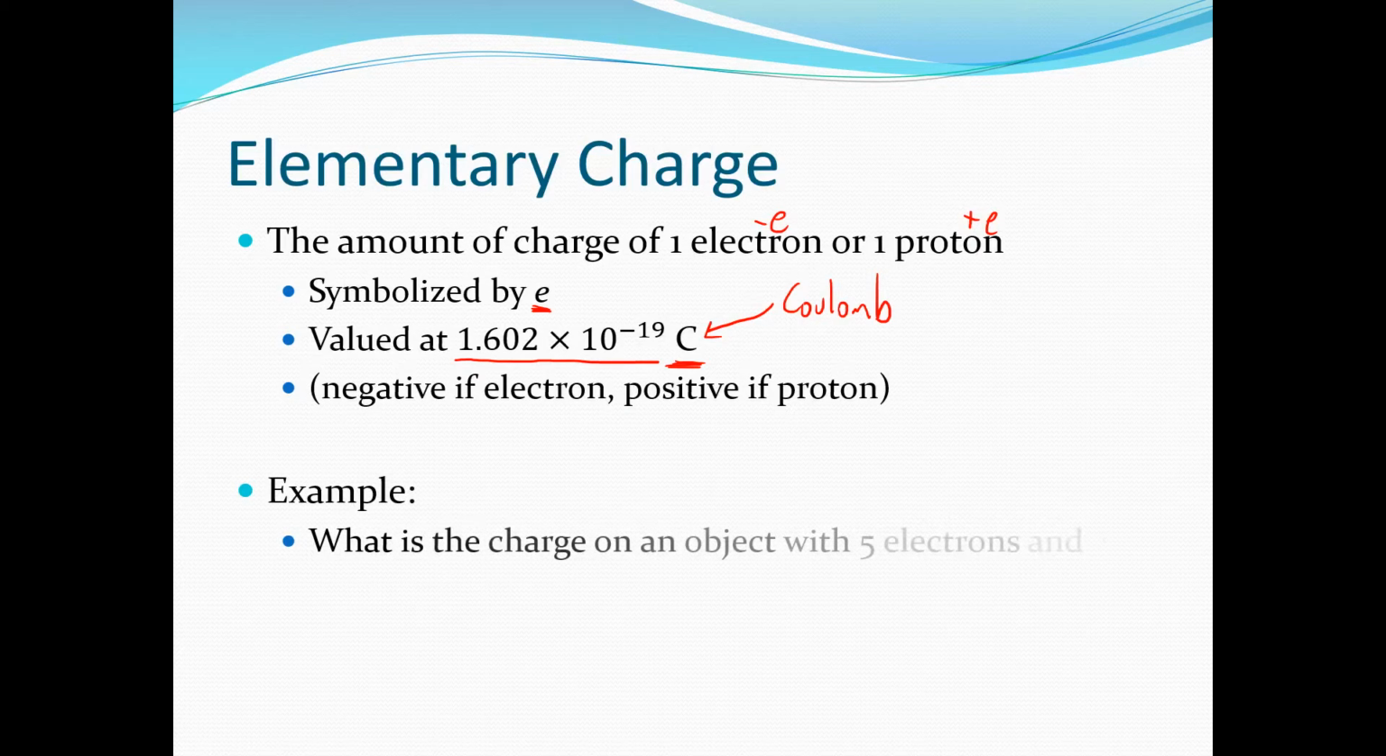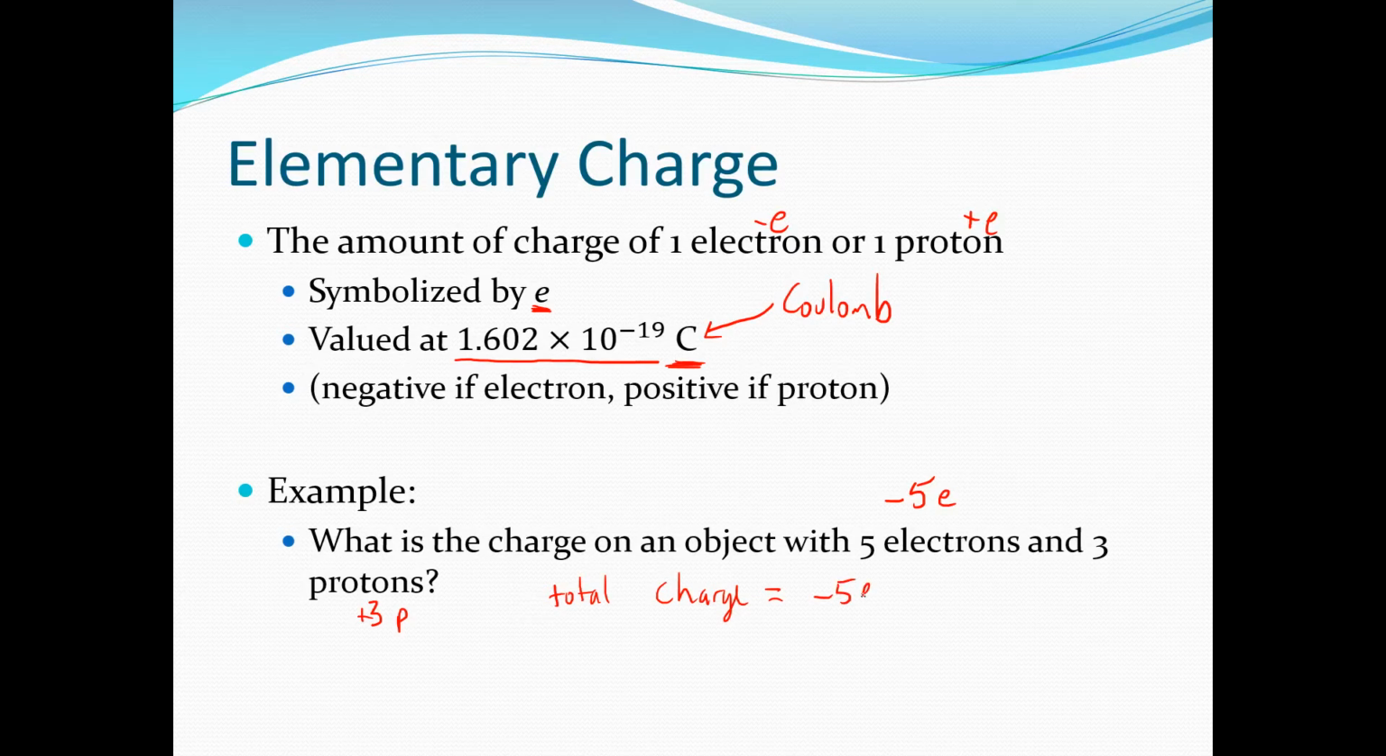Here's an example. What is the charge on an object with 5 electrons and 3 protons? Well, 5 electrons is effectively negative 5e, and 3 protons is effectively positive 3e, so the total charge would be negative 5e plus 3e, which is a total charge of negative 2e, where e is the elementary charge.